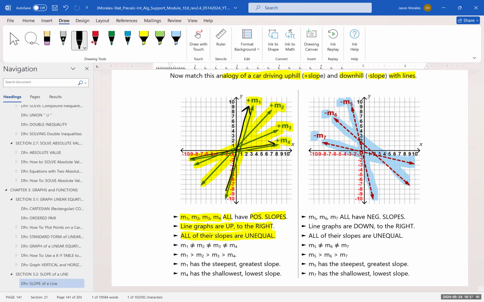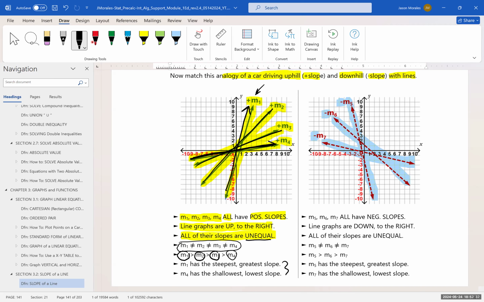So the slopes of these different lines are unequal. This is another way of saying it, okay? These slopes are all unequal. And in fact, the steeper slope is the higher slope. It's going to have the greatest magnitude, so it's the greatest in size. The next greatest is the second line. The third greatest is the third line. And then the line with the smallest slope is the one that's the shallowest, and that's the one down here at the bottom.